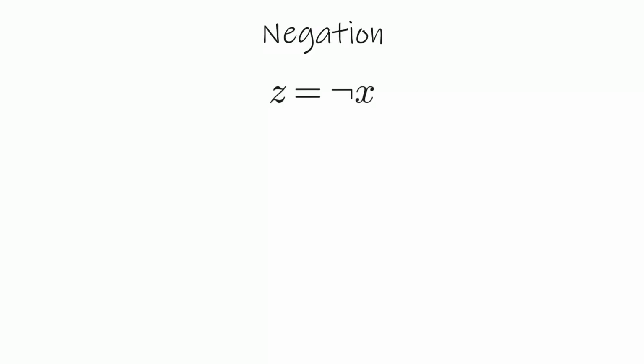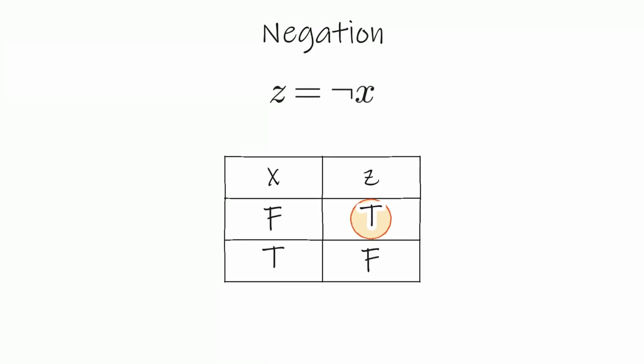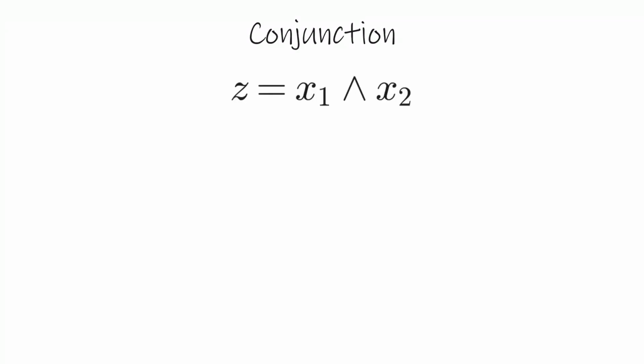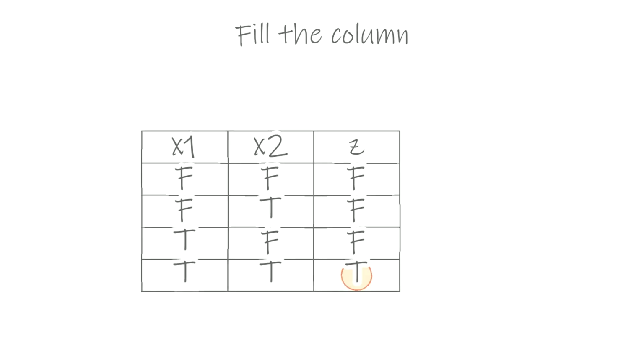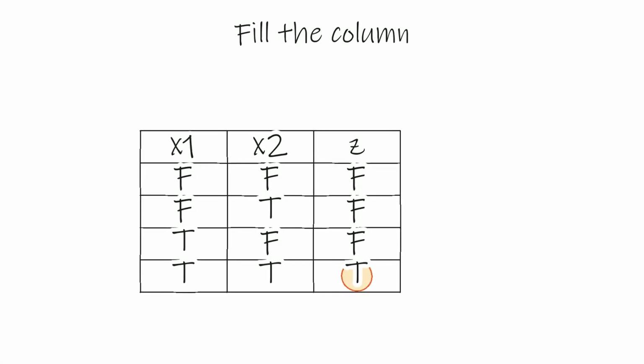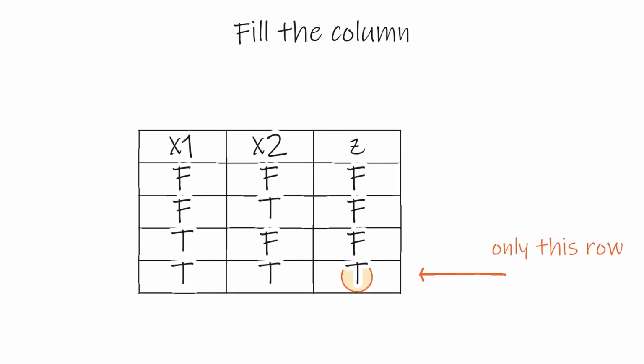Negation. Z is not x. If x is false, z is true. If x is true, z is false. Conjunction. Z is x1 and x2. 4 rows, 2 slots each holding one of 2 values. False, false, false. False, true, false. True, false, false. True, true, true. Only that last row survives.